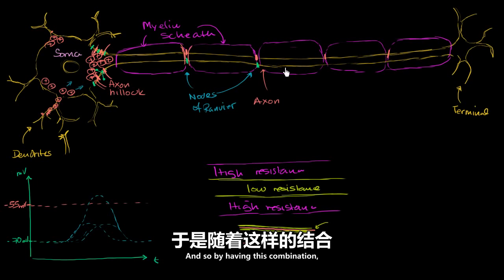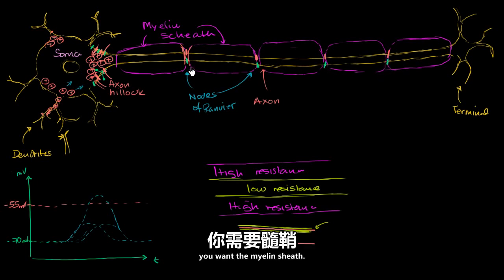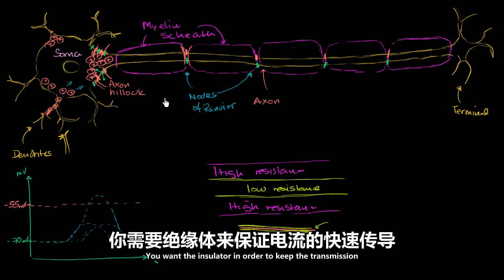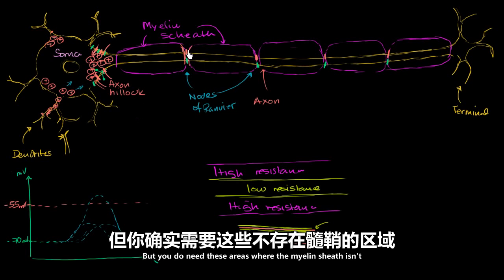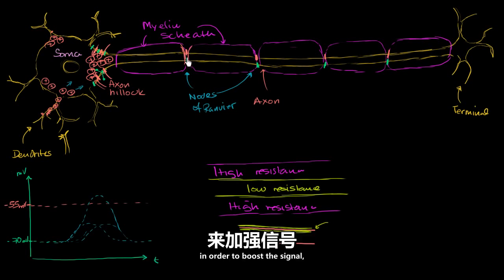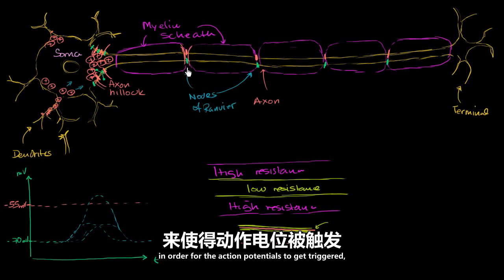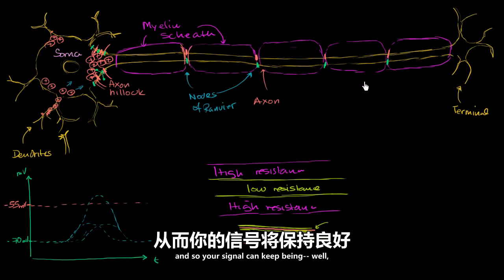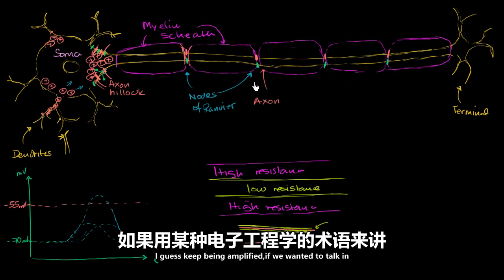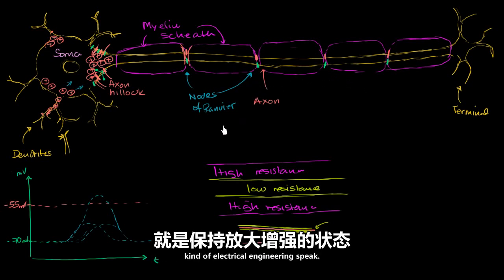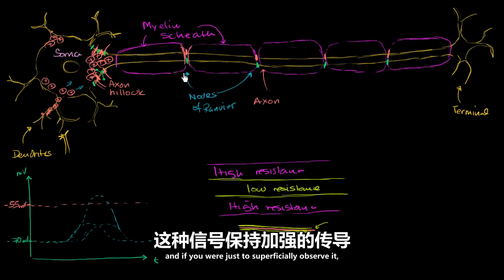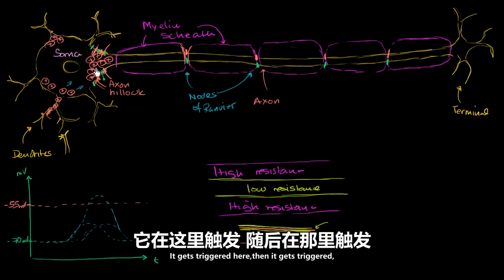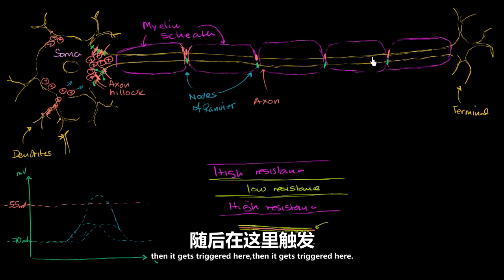Dissipate, boost. And so by having this combination, you want the myelin sheath, the insulator, to keep the transmission of the current fast, with minimal energy loss. But you do need these areas where the myelin sheath isn't in order to boost the signal, for the action potentials to get triggered, and so your signal can keep being amplified, if we wanted to talk in kind of electrical engineering speak. And this type of conduction, where the signal keeps boosting, if you were to superficially observe it, looks like the signal is almost jumping. It gets triggered here, then here, then here, then here, and then here.